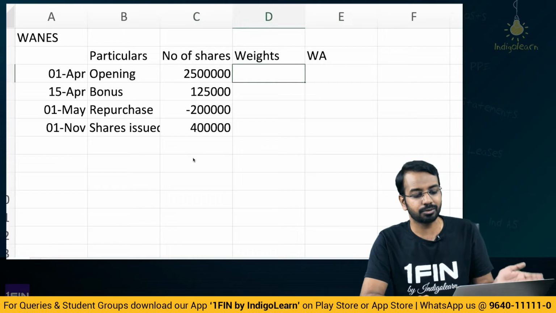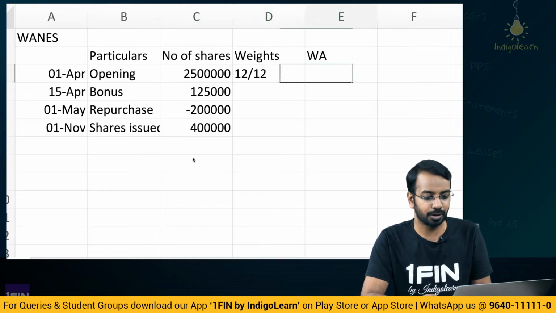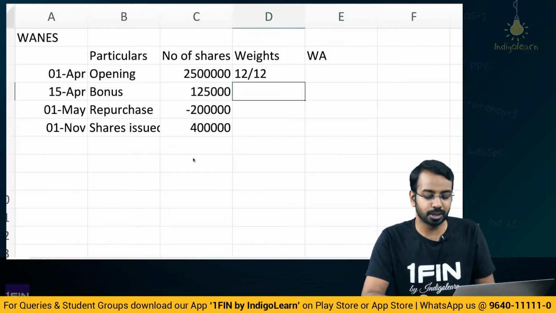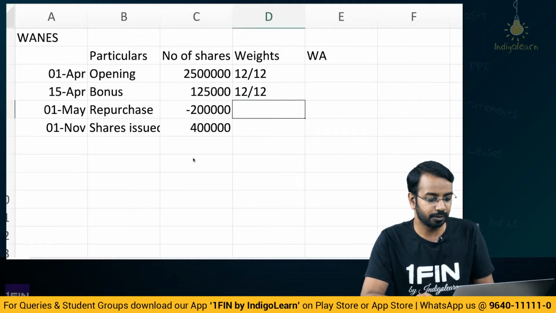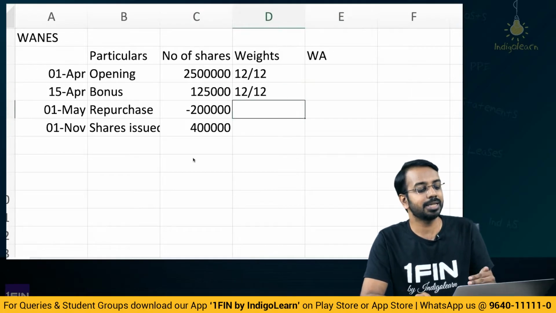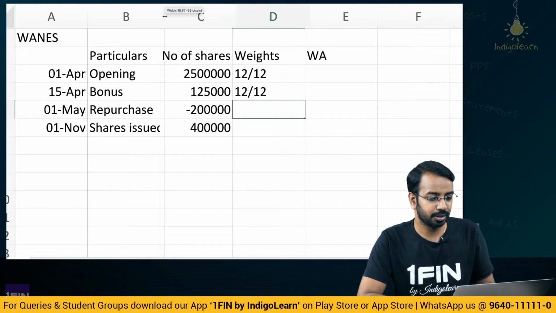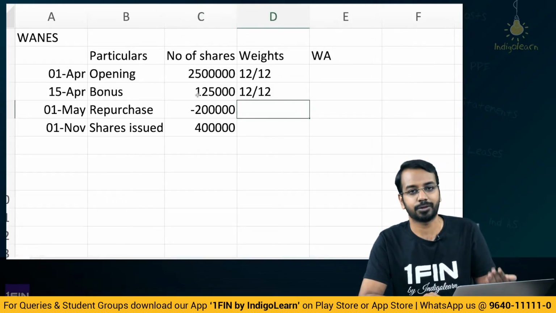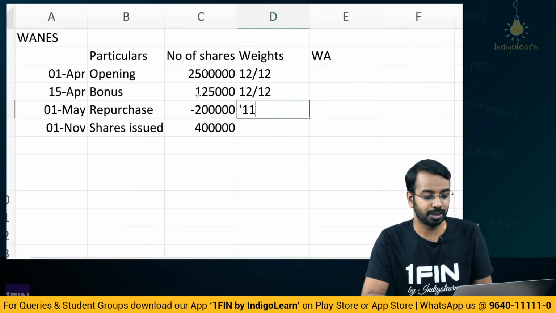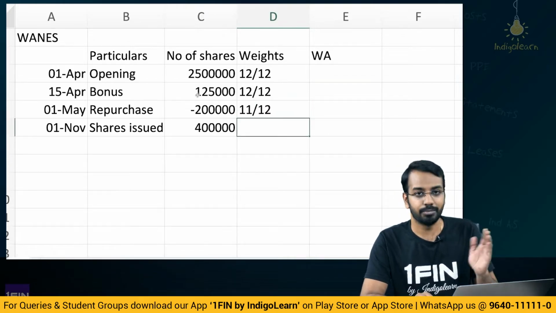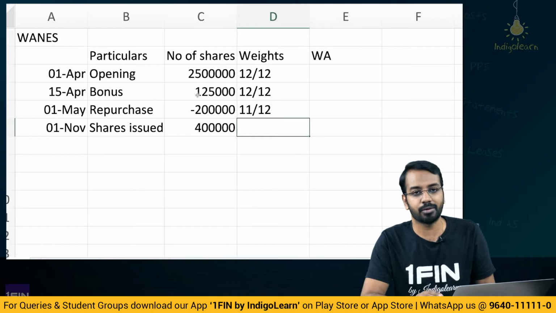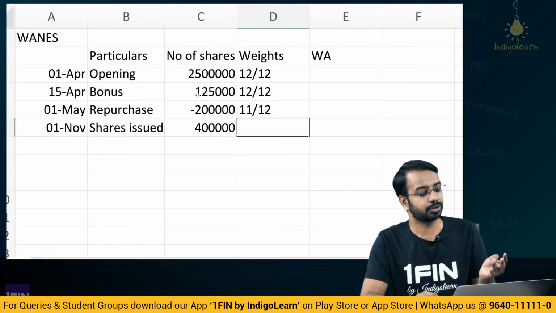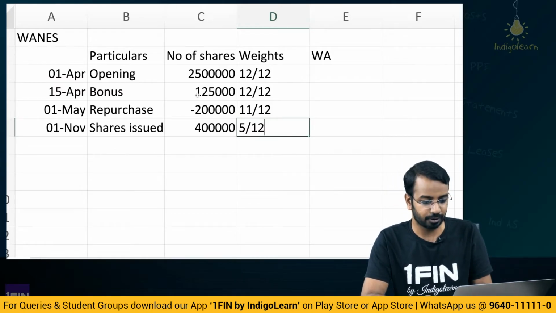For opening balance, it's outstanding for 12 months. So, the weight is 12 out of 12. For bonus issue also, it's for the full period, 12 out of 12. Repurchase happened on 1st of May. So, when repurchase happened on 1st of May, it will be given effect for 11 months. So, 11 out of 12. May till March. And 1st of November, December, January, February, March. So, 5 months. So, 5 out of 12.